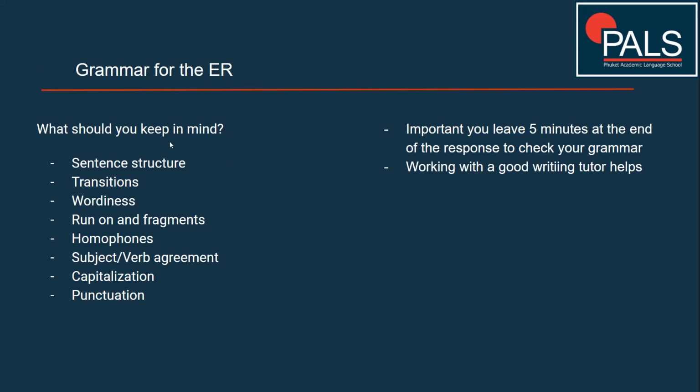Well, you should keep in mind sentence structure. You need to have a variety of sentence structures. Okay, so simple sentences. Remember there are 4 types of simple sentence. Those using a subject and a verb. Those using a subject, a verb, and a verb. Those using a subject, and a verb, and those using a subject, a verb, and a verb.